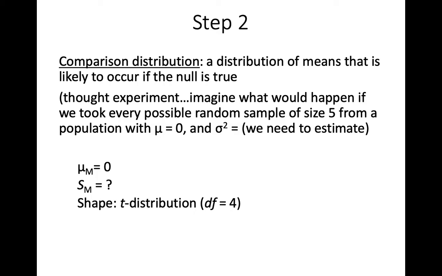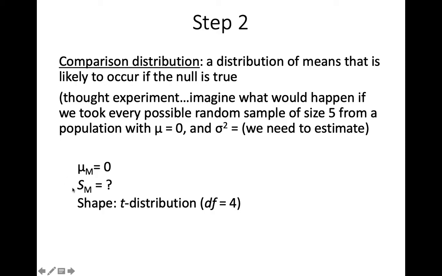Okay, and so again, it's really doing this thought experiment and asking ourselves, what would just happen if we randomly sampled 5 people and we did it again and we did it again and we did it again? What would be the amount of change that we could expect just from 5 random people, even if the null is true? That's what our comparison distribution is going to tell us. So that comparison distribution is going to be centered around a mean of 0. The shape is going to be a t-distribution with 4 degrees of freedom. That degrees of freedom, again, just comes from sample size 5 minus 1. 5 minus 1 is 4.